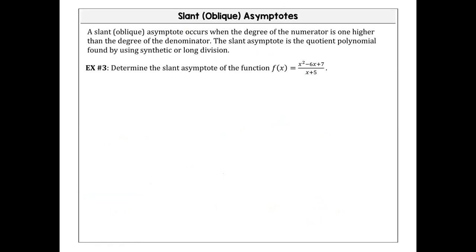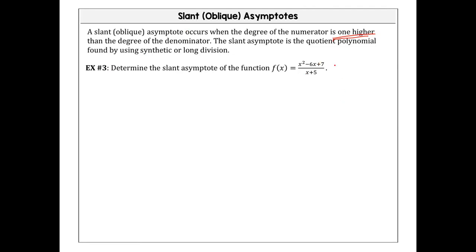All right, so now we're gonna go on to our slant and oblique. A slant or oblique asymptote occurs when the degree of the numerator is 1 higher than the degree of the denominator. The key thing is it's only 1 higher. The slant asymptote is the quotient polynomial found by using synthetic or long division. So you can use whichever one you want. It's totally up to you.